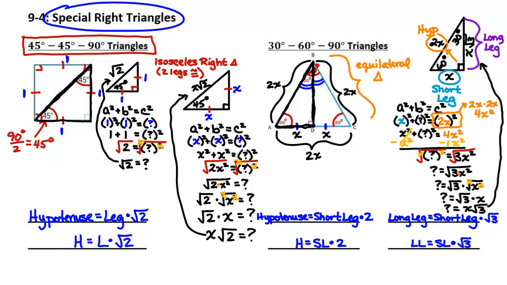We're going to flip your page over to the back side, page 4. We're going to do some practice with 30, 60, 90 triangles. Put that away, please.